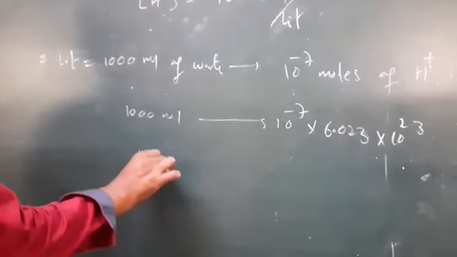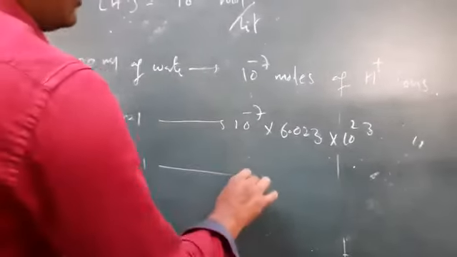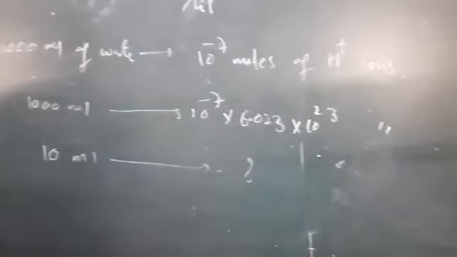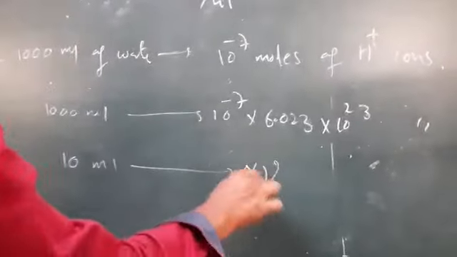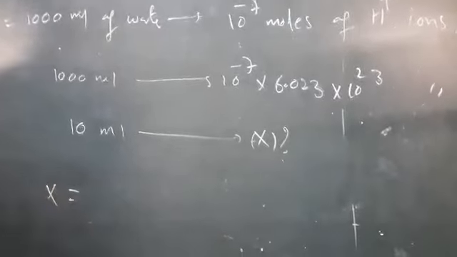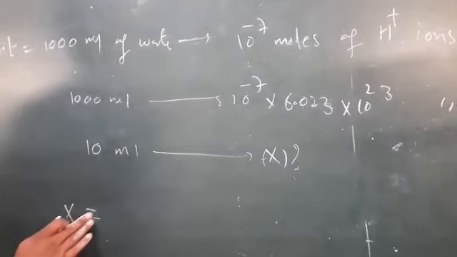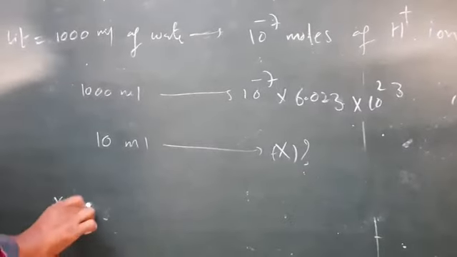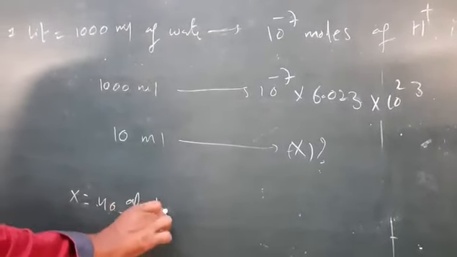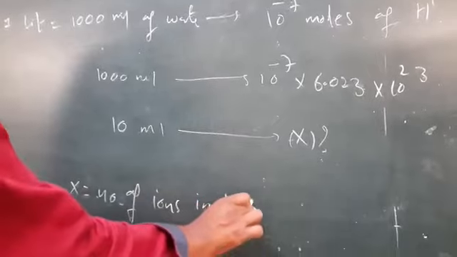Then in 10 ml of water, how many ions? This is X. So X equals the number of ions in 10 ml water.